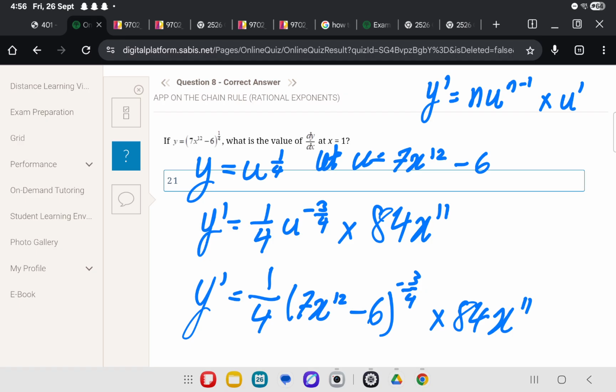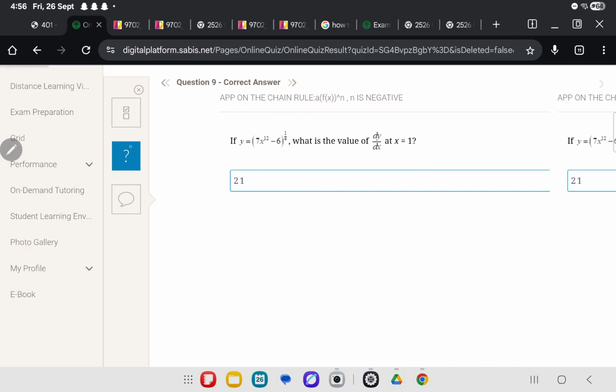So I'm going to substitute x equals 1 into all of them. So 1 over 4 times (7 multiplied by 1 to the power of 12 minus 6), close the bracket. Again, all of this should be bracketed, right? To the power of negative 3 over 4, times 84, 1 to the power of 11. Get out of the exponent, times 84, 1 to the power of 11, gives you 21, and 21 is your answer. So, moving on to question 9.